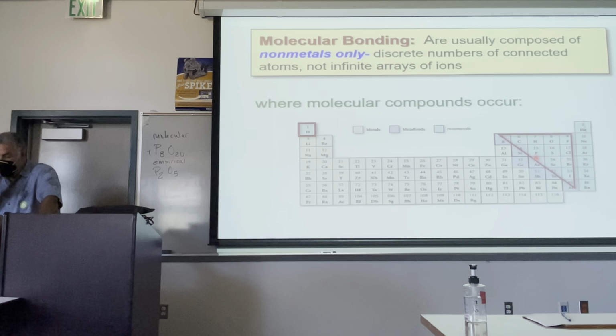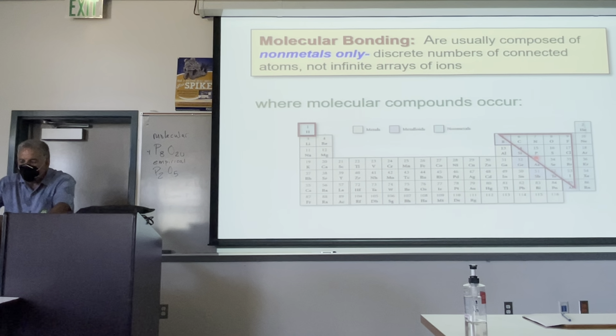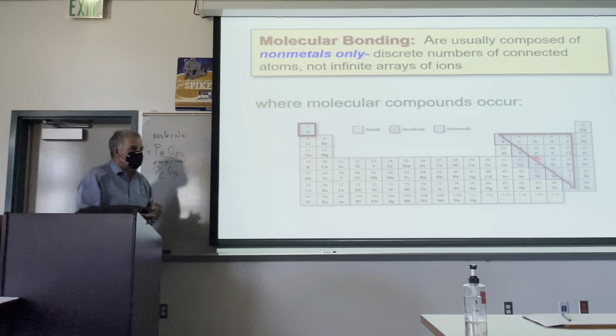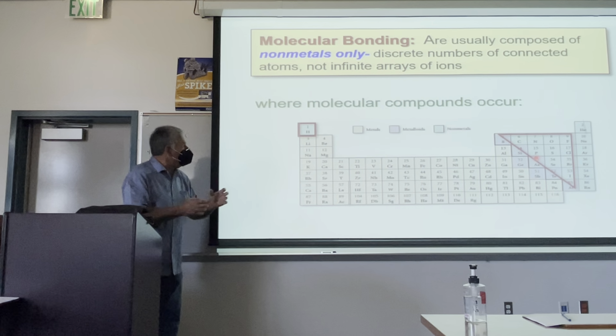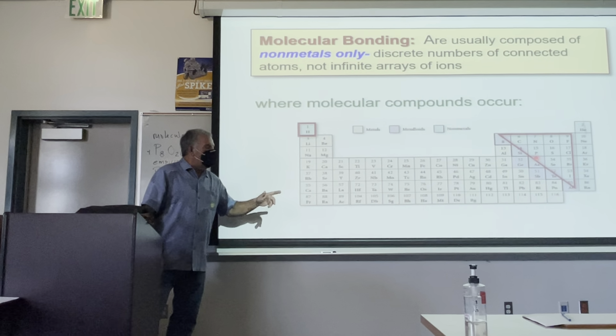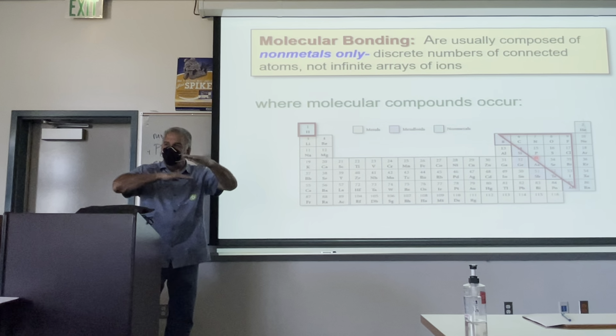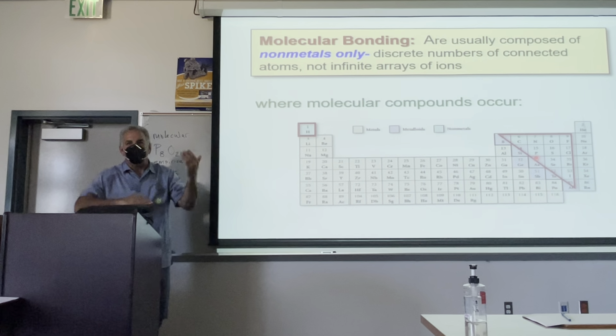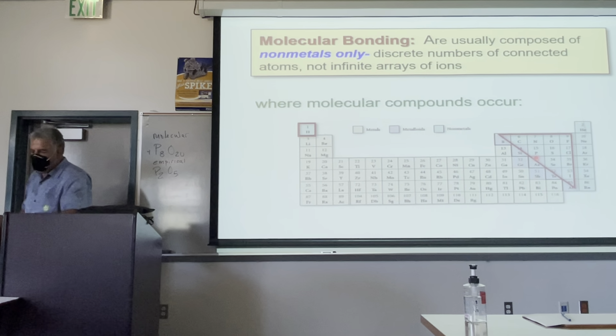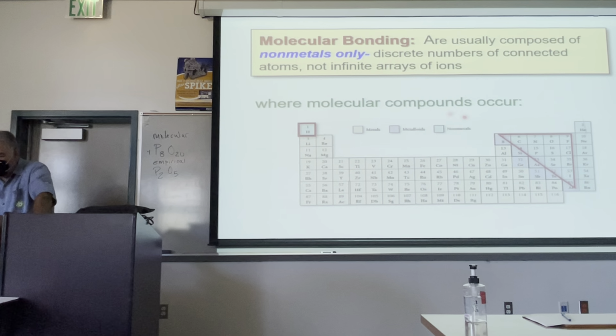Molecular compounds are usually composed of nonmetals only. Discrete numbers of connected atoms, not infinite arrays of ions. Right? So a molecule is discrete. It's just that package. An ionic compound forms layers of itself over and over and over again. Where do molecular compounds occur? Ooh, look at that little Bermuda Triangle there.